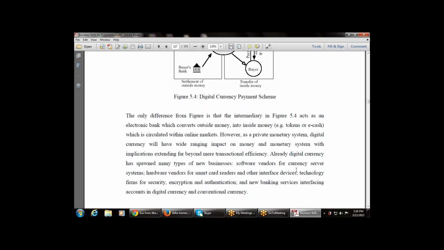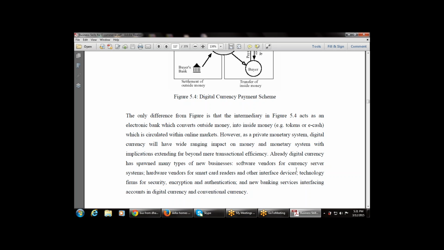Whenever a payment is made out of the smart card, that smart card must be read. When a customer posts the smart card for money, it must be read by the hardware vendors' devices and other interface devices. So there are many new types of businesses: software vendors, hardware vendors and other interface devices.